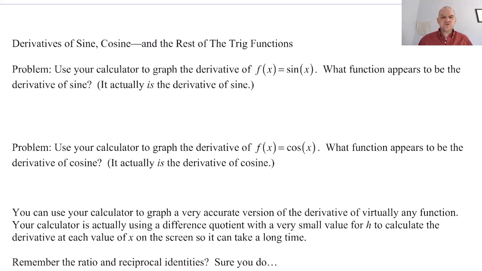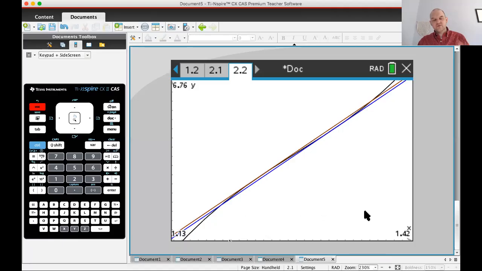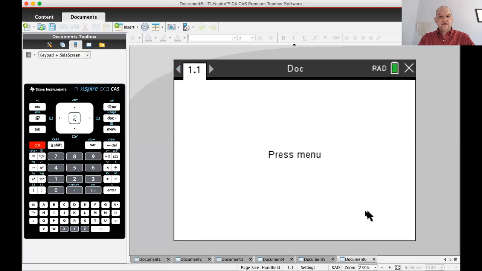Use your calculator to graph the derivative of f of x equals sine of x. What function appears to be the derivative of sine? Then it says it actually is the derivative of sine. So if you're interested in proving things, I have videos of the proofs of these somewhere on the YouTube channel that you can take a look at.